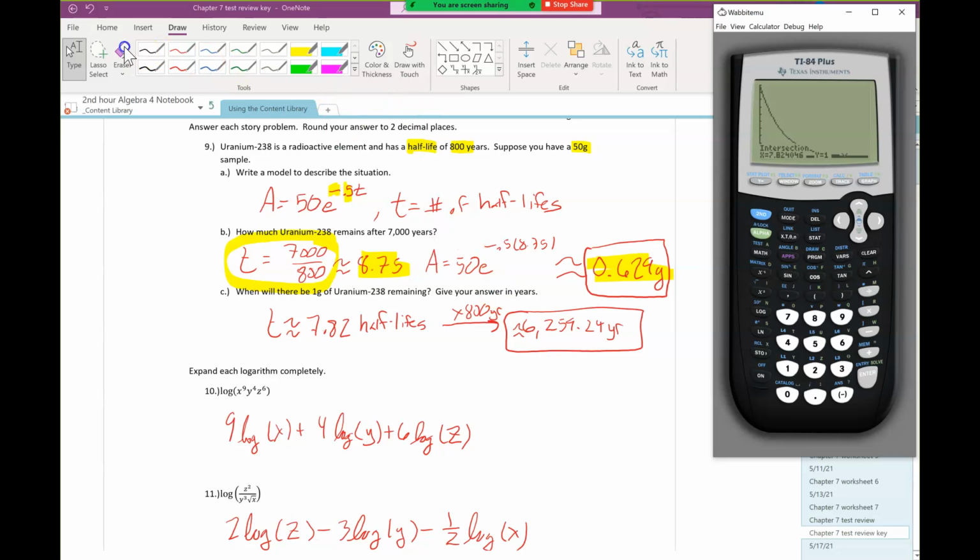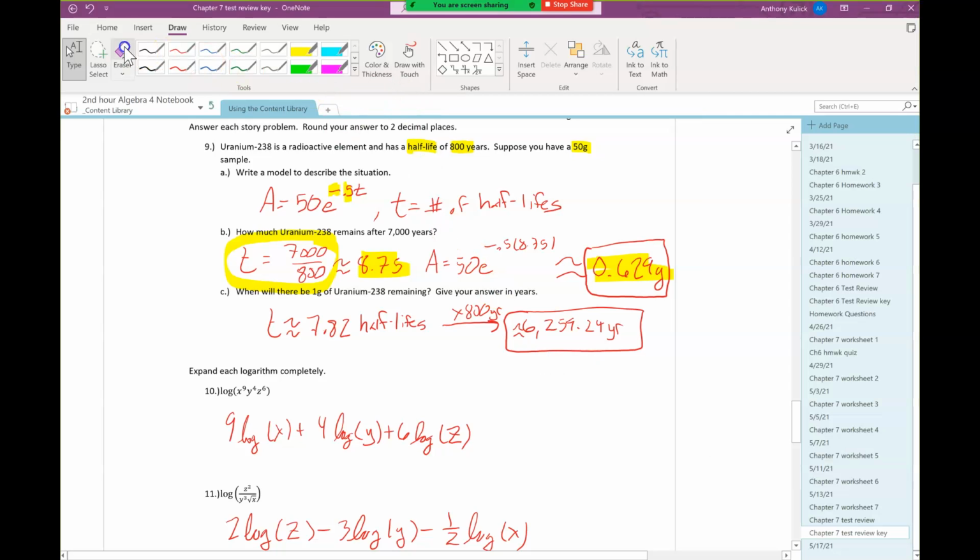So I didn't do that one really live. I just kind of talked my way through it, because I think most of the work that you needed was on the key. So I just figured I'd explain where the things were coming from.